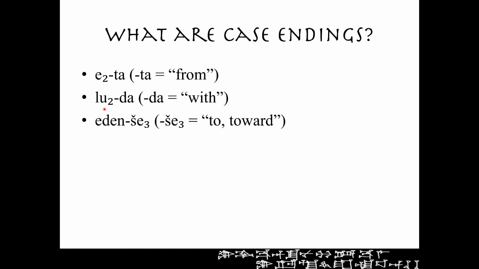-Shè means to or toward. So if you have edin-shè, you have toward the field or the steppe or the plain. So motion toward this. So it might say the man is walking toward the edin. -Ra means to or for. So if someone speaks, they will often speak to the king, for example. So lugal-ra would be to the king.